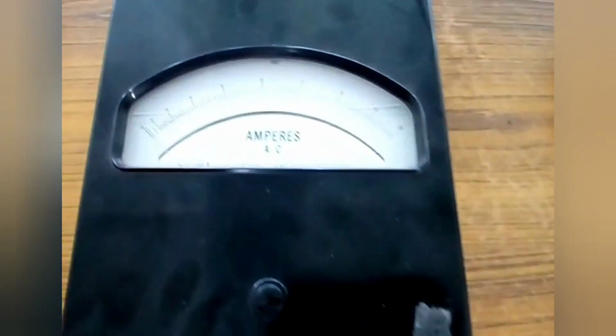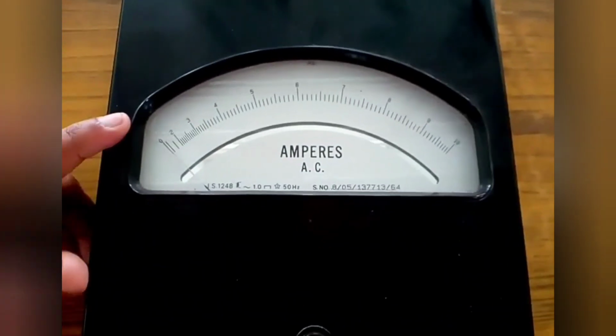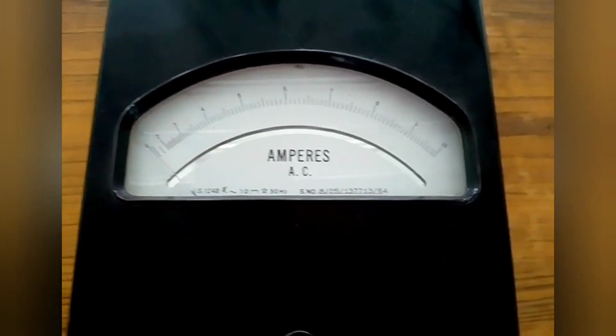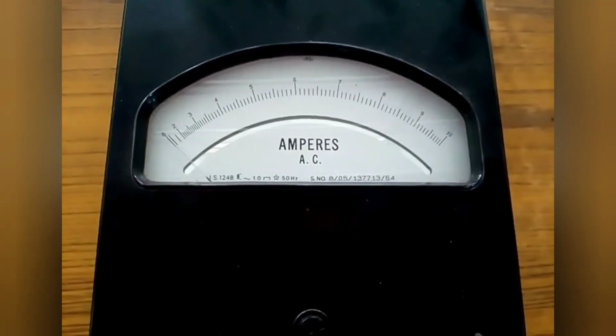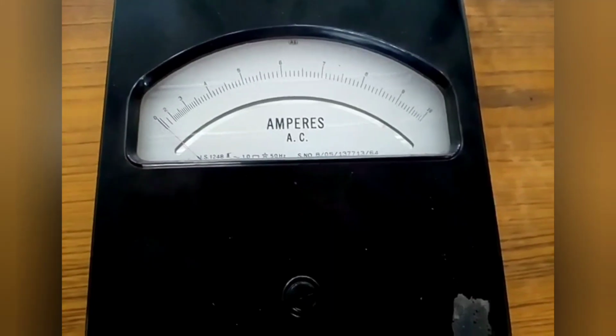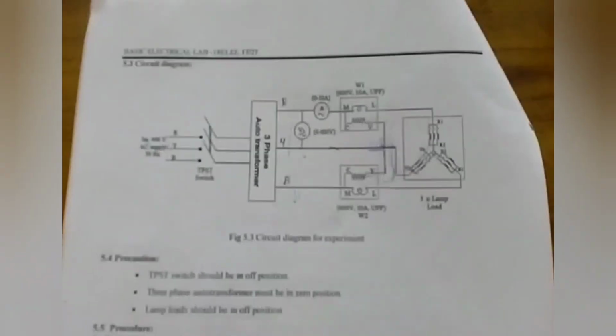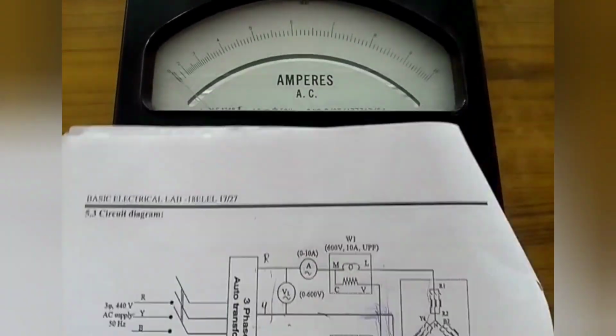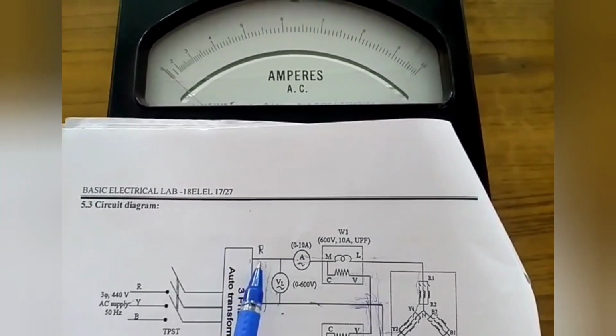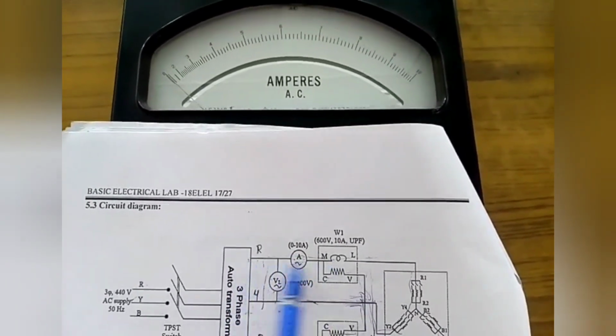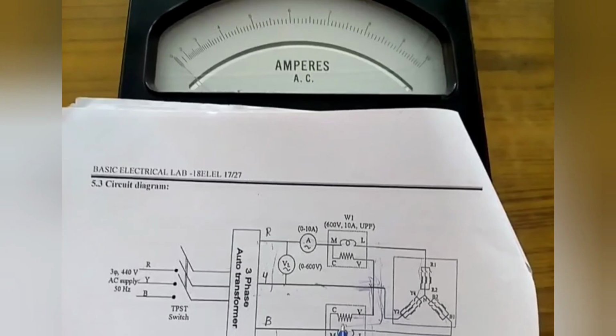Now after setting the voltmeter to 400, we can observe this ammeter is showing zero reading. So there is no current flowing in the output part of the circuit. So here we can observe that the ammeter reading is zero. Why is the ammeter showing zero reading? There is no current flowing in the R phase, Y phase or B phase.